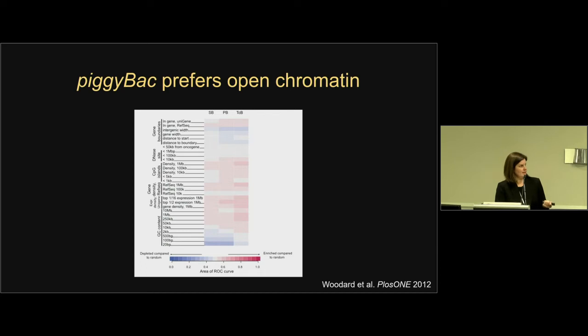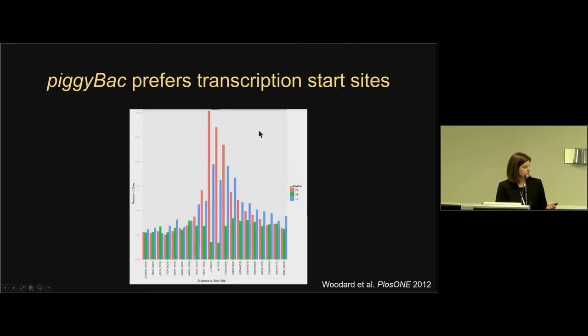So here you have Sleeping Beauty, which doesn't seem to prefer open chromatin. piggyBac does. TC Buster also does. And this is a unique thing with piggyBac. It really likes transcription start sites. So this is the distance to the start site. Here you have right at the start site. And red is piggyBac, and then green is Sleeping Beauty, and blue is TC Buster.